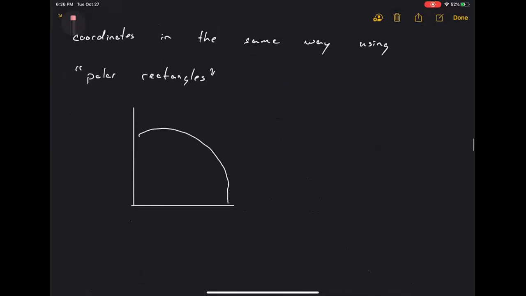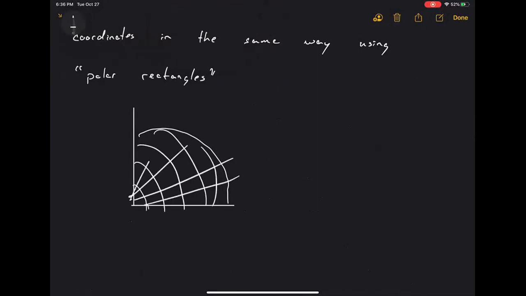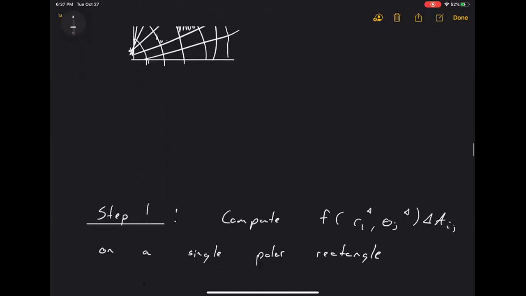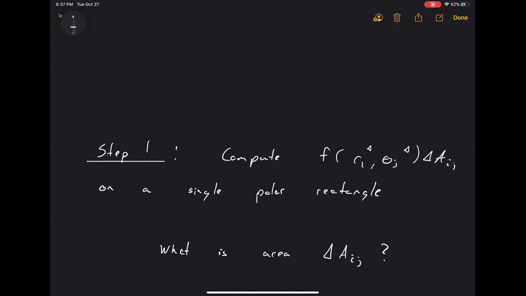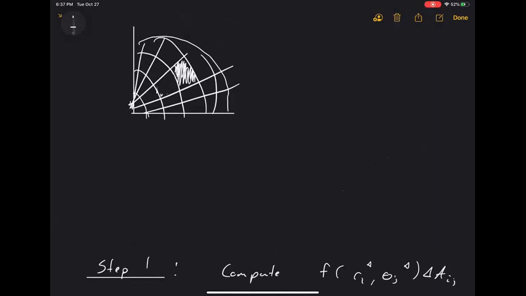Okay, so we're considering a polar rectangle now. Let's say I have a region like this. I'm going to essentially break it up into a bunch of polar rectangles. So I have a bunch of radii and a bunch of angles, and this gives me a bunch of polar rectangles. I'm going to find the volume on each of these polar rectangles and then add them all together. But my first step, as I said, is just finding the volume on one of these polar rectangles. So what is the volume of that polar rectangle going to look like?